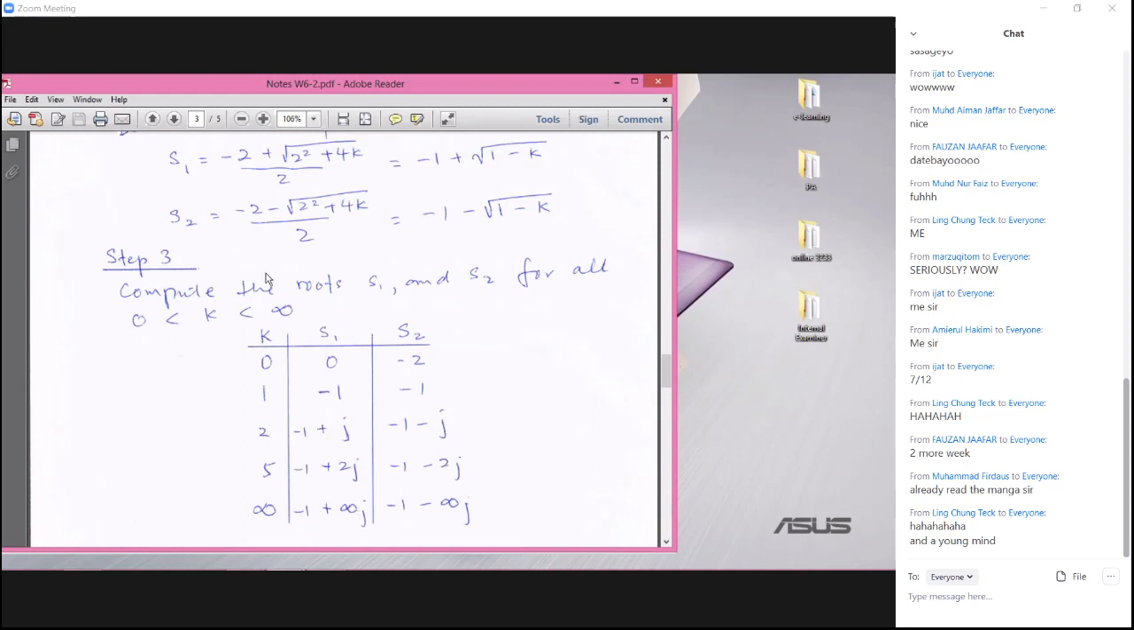And then you compute s2 when k varies from 0 to infinity as well. But here, when k is equal to 0, negative 1 minus 1, you get negative 2. When k is equal to 1, 1 minus 1 is 0, so you get negative 1. And then the roots become complex. So this is the point on the path taken by s1, and this is the point on the path taken by s2, and then you can trace out the path taken by s1 and the path taken by s2.